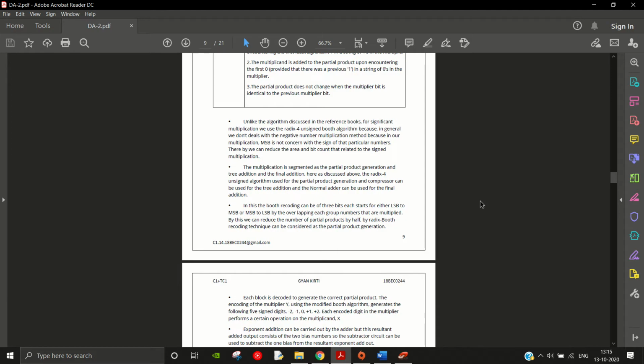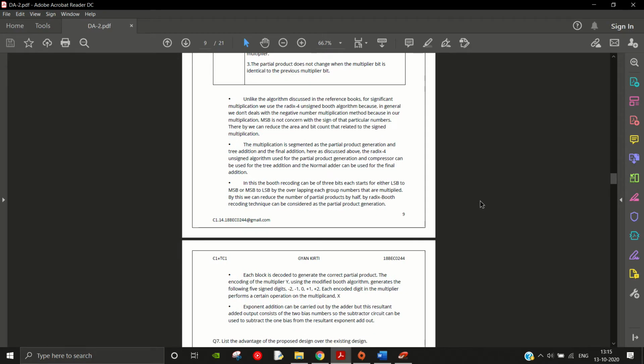So, unlike the algorithm discussed in the reference books, for significand multiplication we use the radix 4 unsigned Booth algorithm, because in general we don't deal with negative number multiplication methods, because in our multiplication the MSB is not concerned with the sign of that particular number. The multiplication is segmented as the partial product generation, tree addition and the final addition.